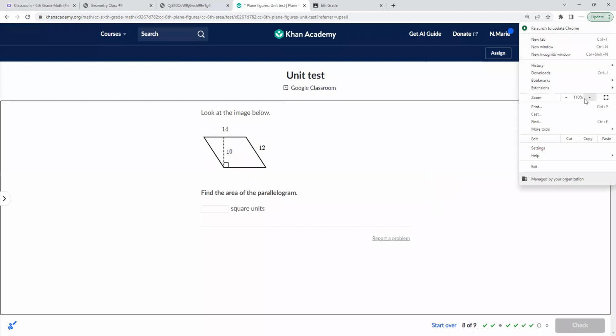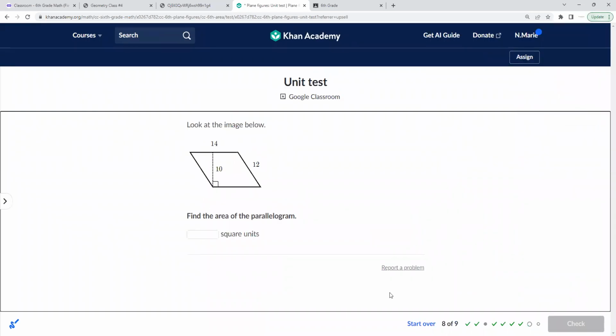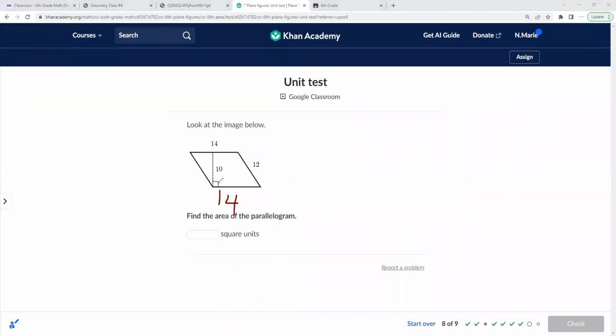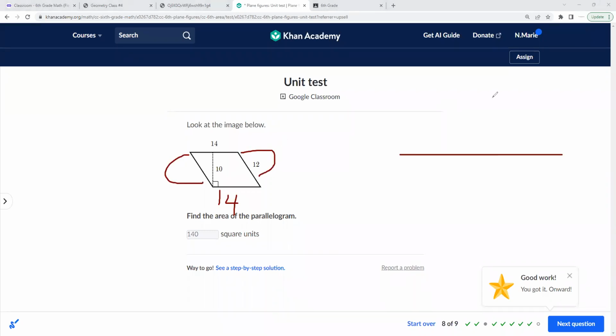To find the area of a parallelogram, you just do base times height. Base is the bottom, height is how tall it is. Make sure you do not mix it up and do the sides, because that's not correct. Sometimes I'll have students who think this is the base. No, that's the side. Base and height are always perpendicular to each other. Remember that. And height is how tall it is.